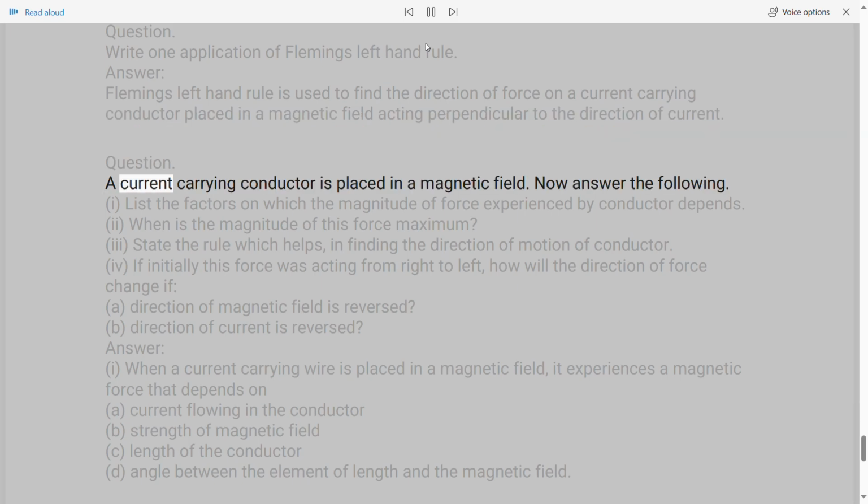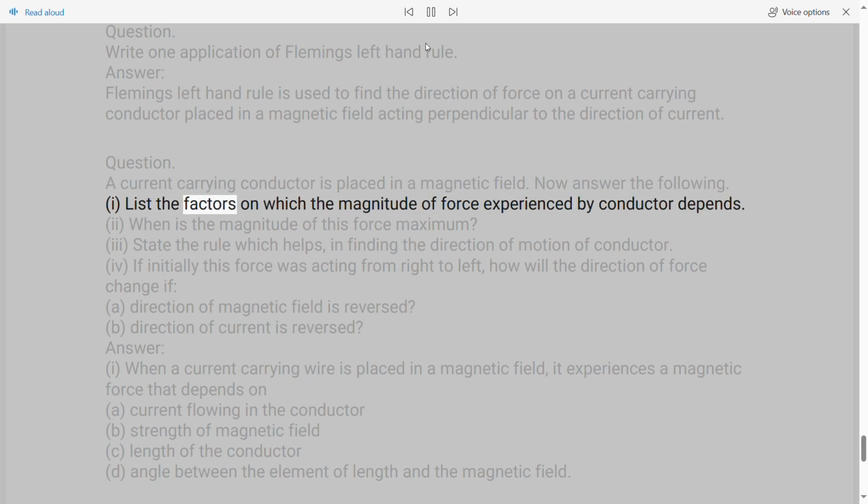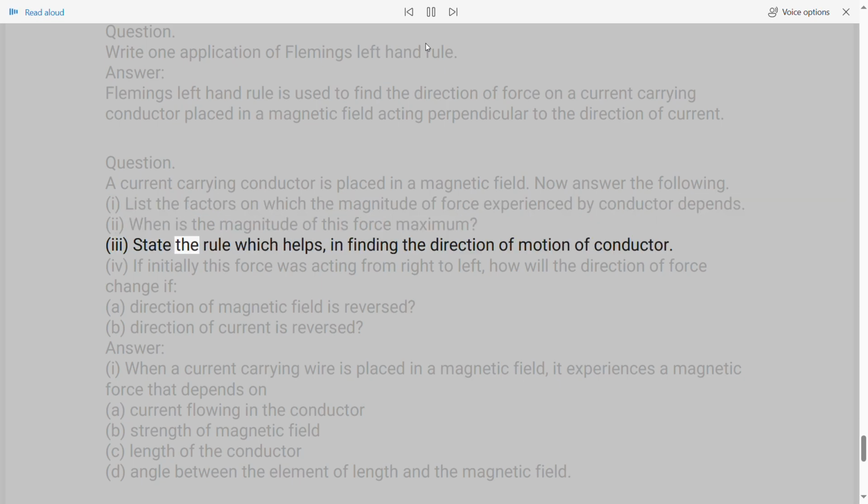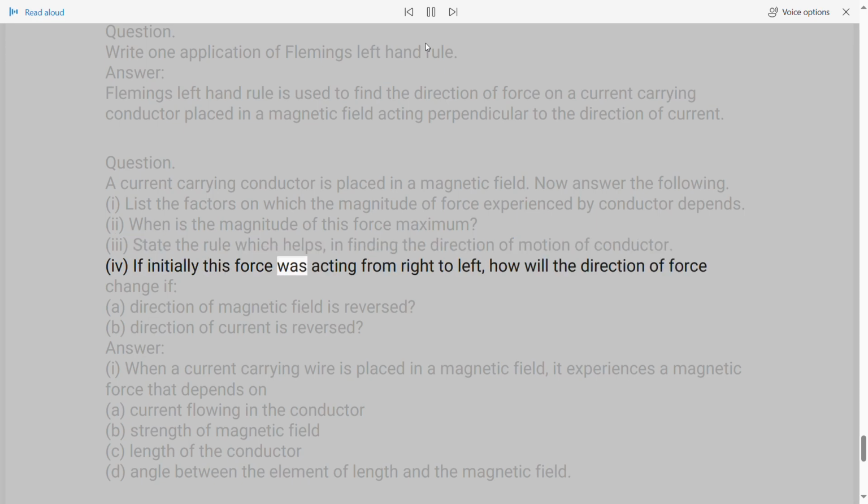Question. A current-carrying conductor is placed in a magnetic field. Now answer the following. One, list the factors on which the magnitude of force experienced by the conductor depends. Two, when is the magnitude of this force maximum? Three, state the rule which helps in finding the direction of motion of the conductor. Four, if initially this force was acting from right to left, how will the direction of force change if A, the direction of the magnetic field is reversed? B, the direction of current is reversed?